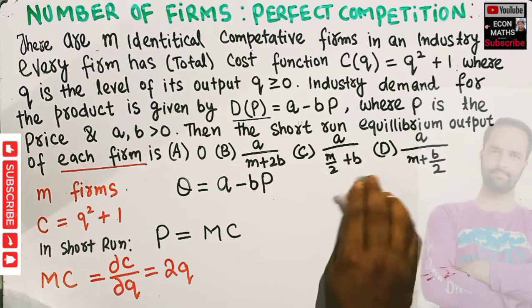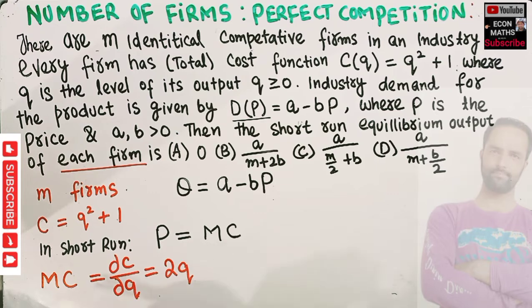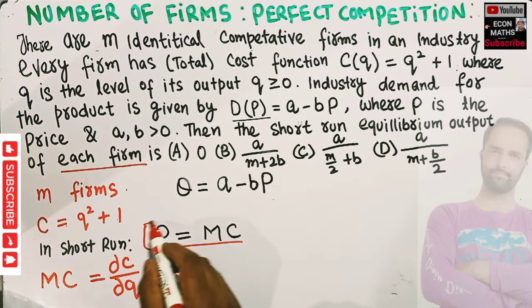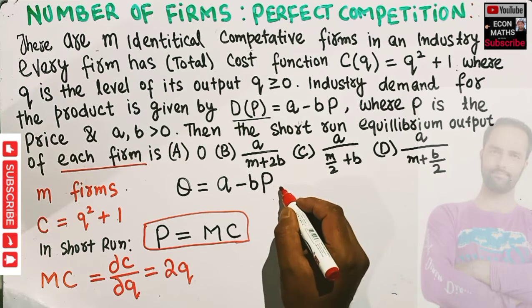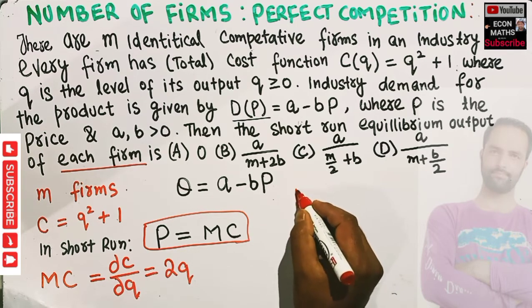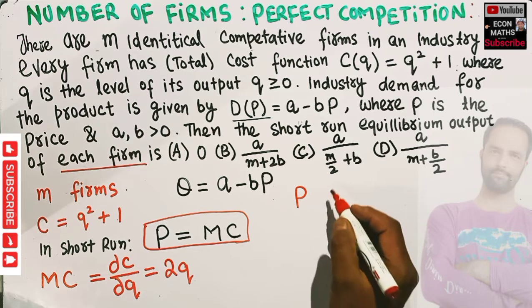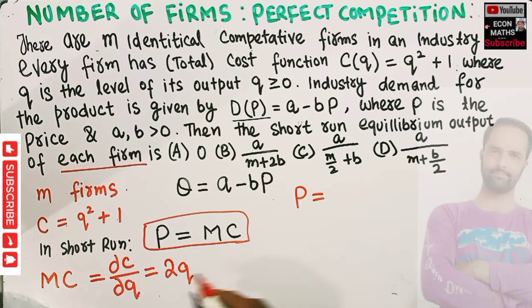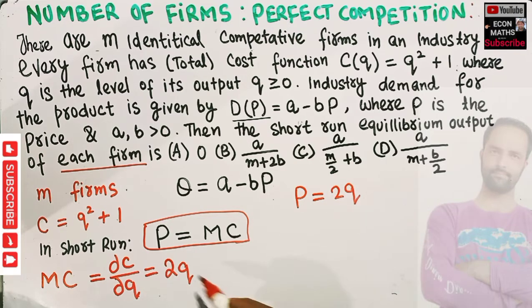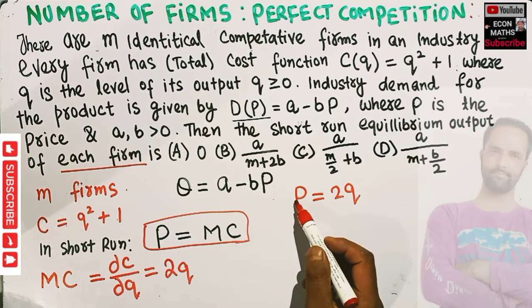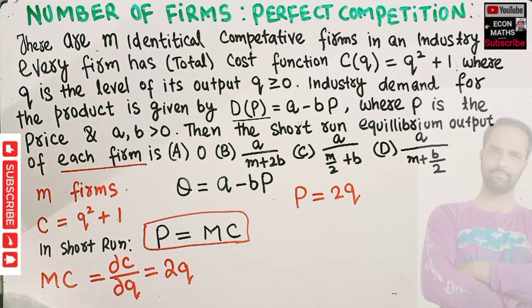Having said that, our marginal cost is 2q and our equilibrium condition is price equal to marginal cost. Let's apply this equilibrium condition. So P is equal to marginal cost, which implies P is equal to 2q. Price is equal to marginal cost, so P is equal to 2q because MC is 2q.